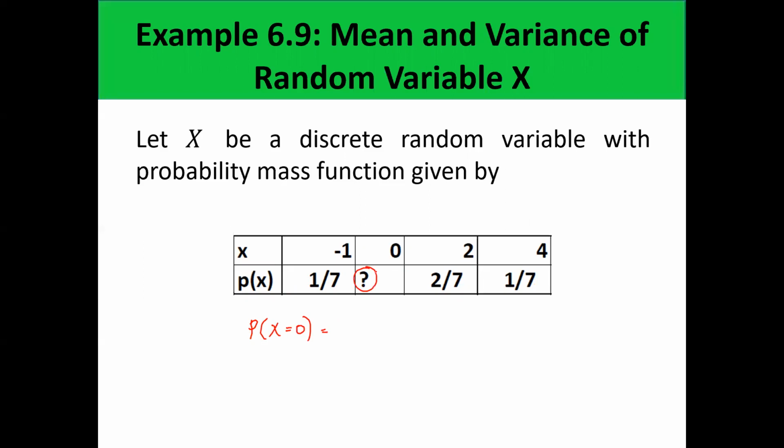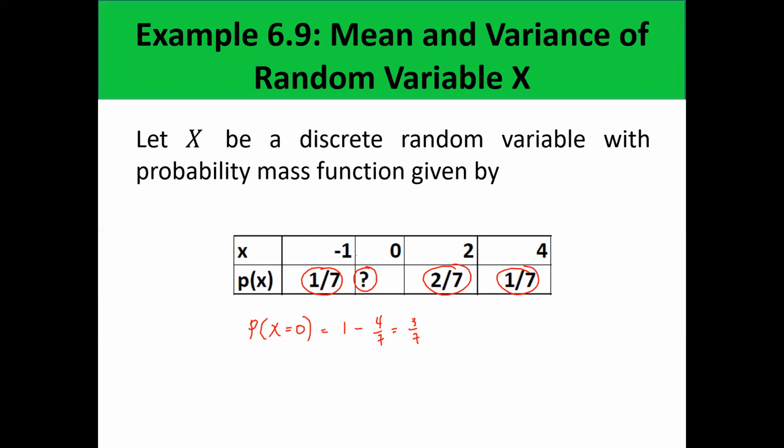Since we know that this is a probability distribution function, the total of the probabilities should sum up to 1. So in this case, we add the given probabilities in this table and then subtract the sum from 1 to get the probability that x is equal to 0. And this gives us 1 minus 4 over 7, which is 3 over 7.